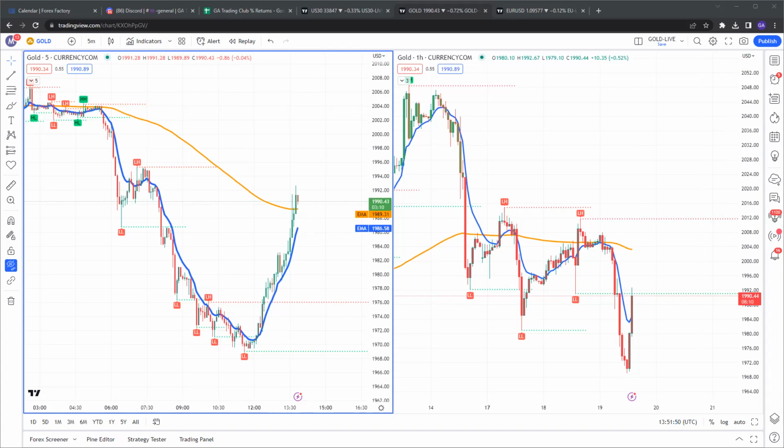The golden cross coming is also a confluence as well. Yeah, for right now, sure.